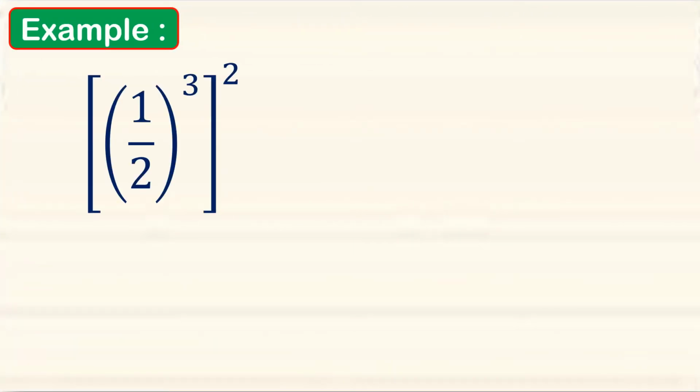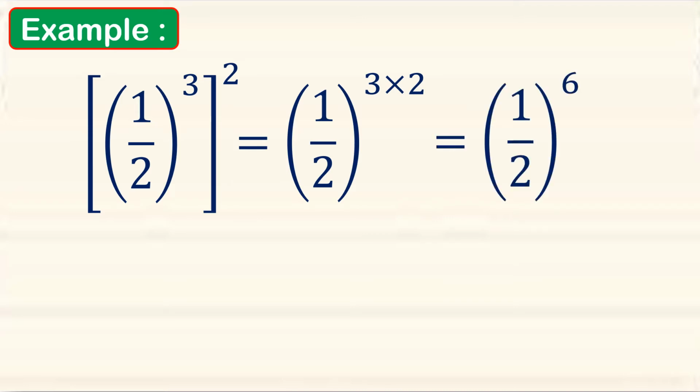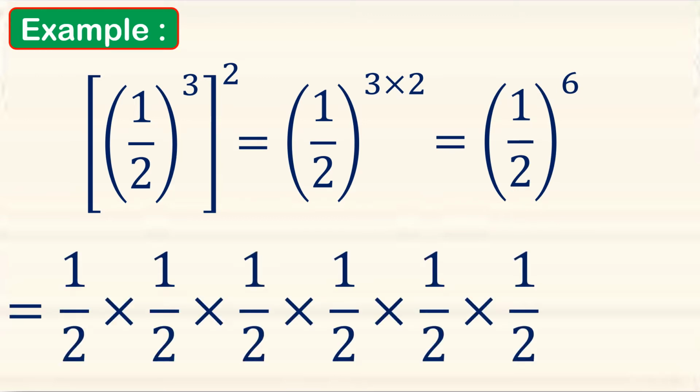Now let us have another one. So if we have 1/2 to the third raised to the second, it is equal to 1/2 raised to 3 times 2. So 3 times 2 is equal to 6, so we have 1/2 to the 6th. And we are going to multiply 1/2 6 times by itself. So it is equal to 1 over 64.